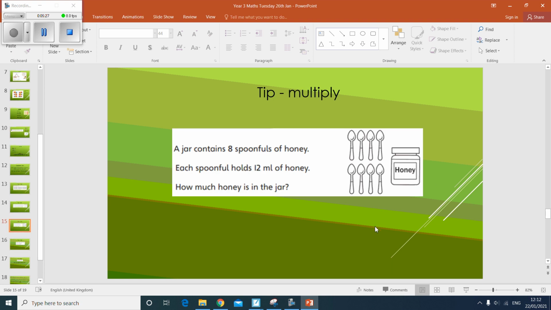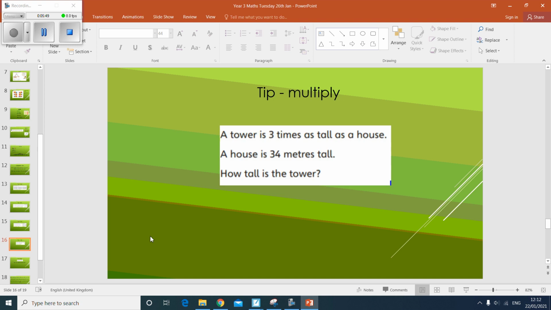Our next question, another tip here, is to multiply. So we've got a jar and it contains 8 spoonfuls of honey, and each of those spoonfuls holds 12 millilitres of honey. So how much honey is in the jar? So we've got 12 millilitres on 8 spoons. So a tip there is to multiply. And once again, we've got another tip of multiplying. I've got a tower and it's 3 times as tall as a house. Now the house is 34 metres tall. So how tall is the tower? Remembering that the tower is 3 times as tall.